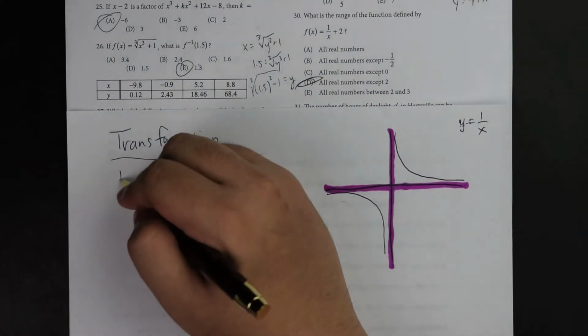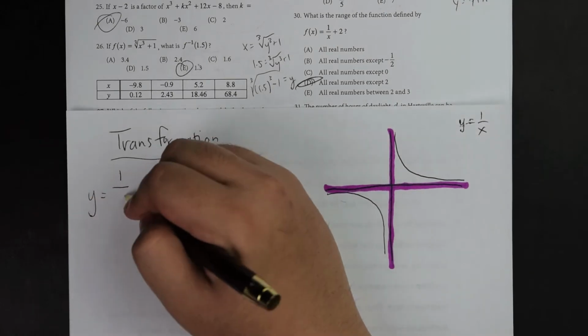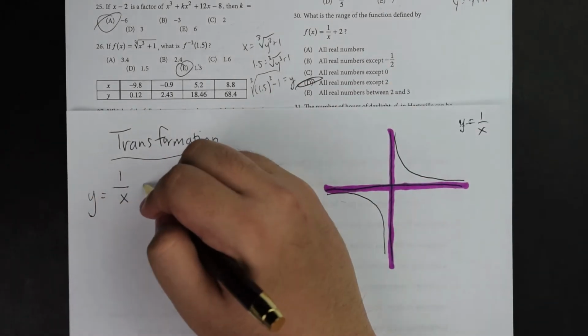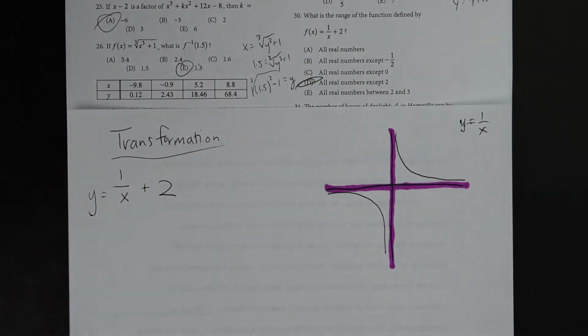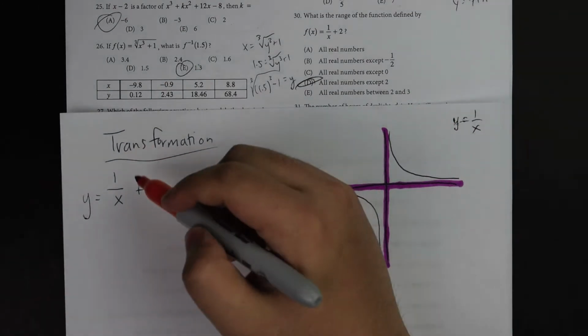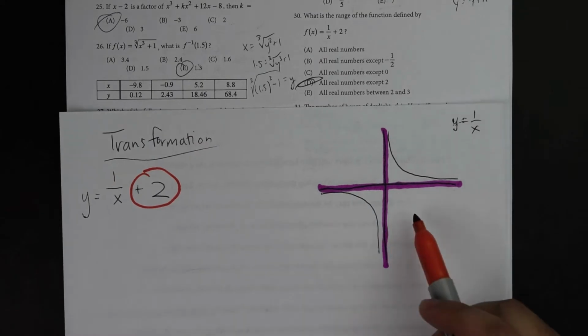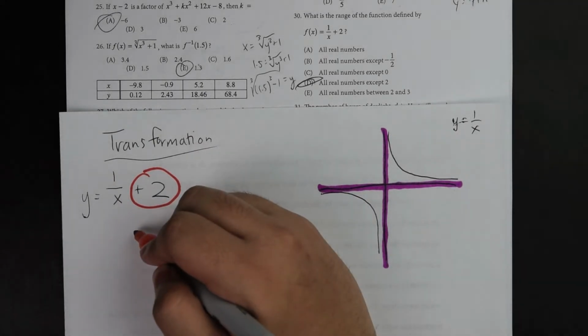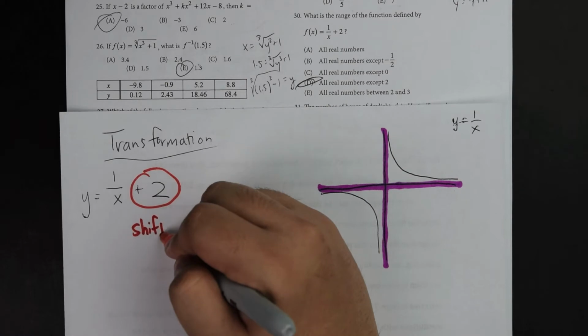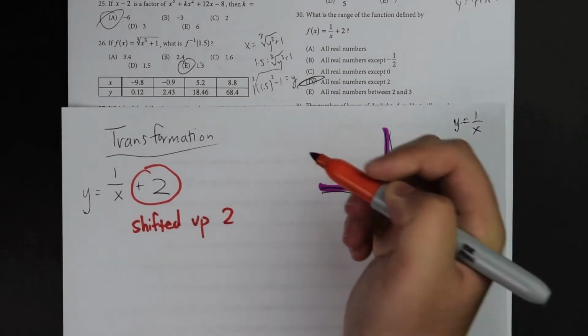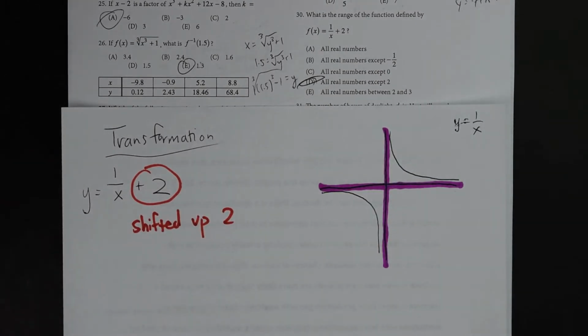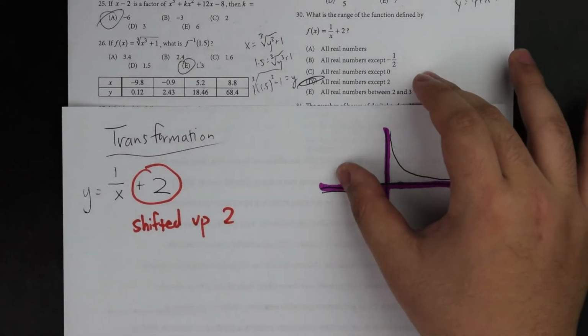Because of the format we were given, the original equation, f of x equals 1 over x plus 2, this plus 2 is the important part that changes the scenario. What that plus 2 tells you is that the original graph I have right here will be shifted up 2. Literally, I'm going to take this whole graph and shift it up 2.